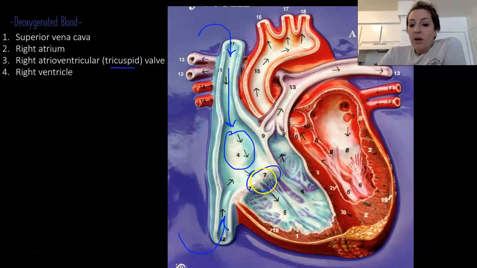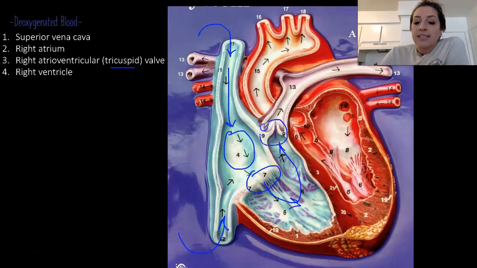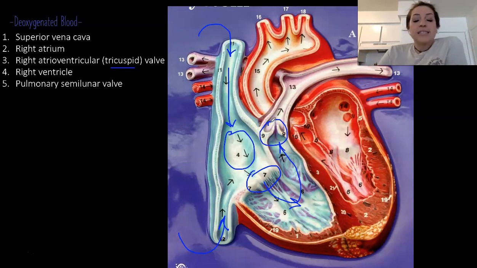After that valve, we are now in the right ventricle. This chamber right here will then pump deoxygenated blood out through the second valve everybody needs to know. This is known as the pulmonary semilunar valve.